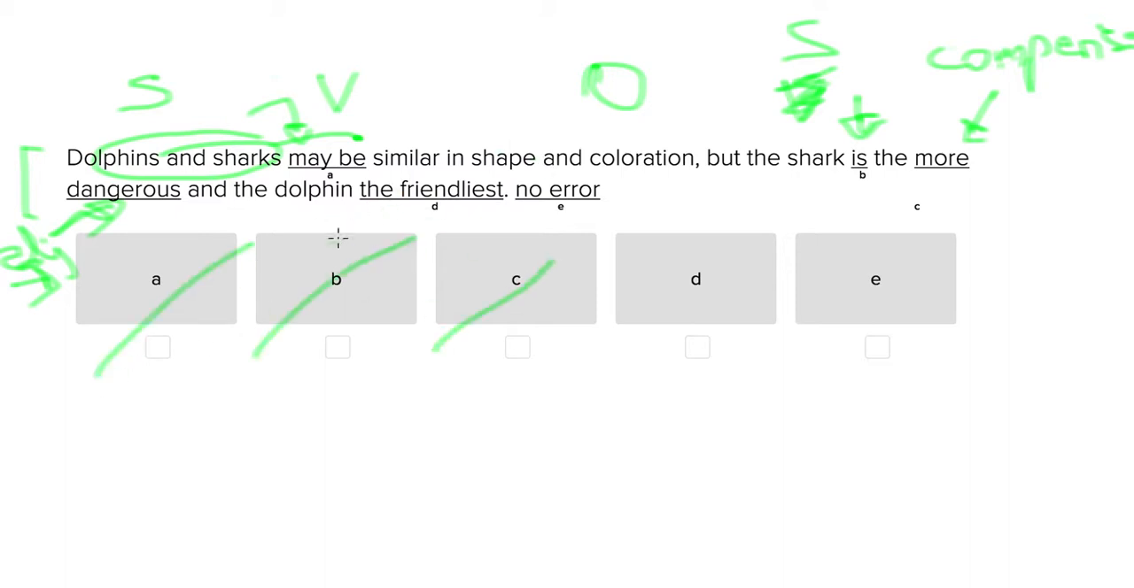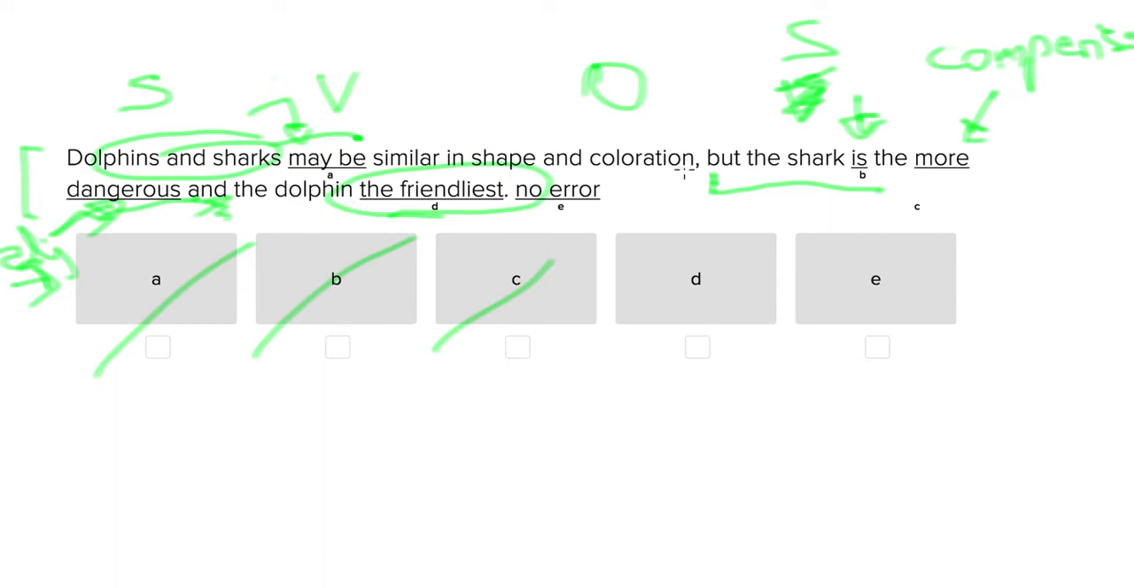So we've crossed all these out, and all of a sudden the problem comes in with the friendliest. And that is because if you look at the beginning of the sentence here, the shark is the more dangerous, and then followed by and, you're going to need a parallel structure after and here, so that you'd have something that looks the same. The dolphin is the friendliest or the more friendly.